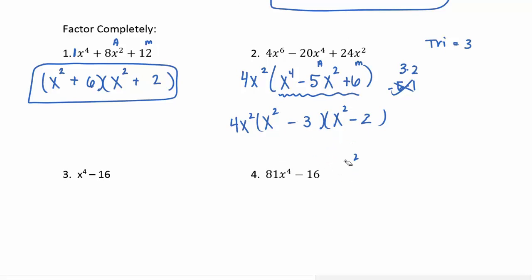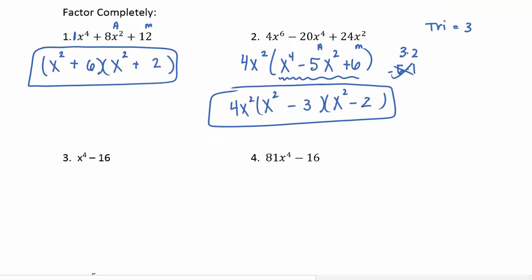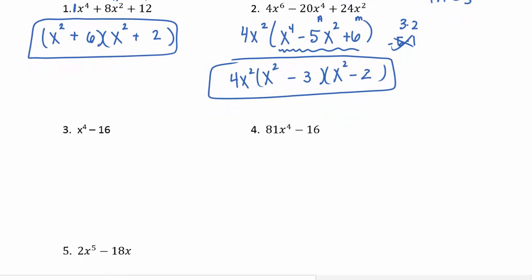and they have to multiply to a positive 6. So it's important that all pieces work. And then we're done, because now I do have subtraction, right? And it might be a difference of squares, but 3 and 2 are not perfect squares. So I can't factor those anymore.